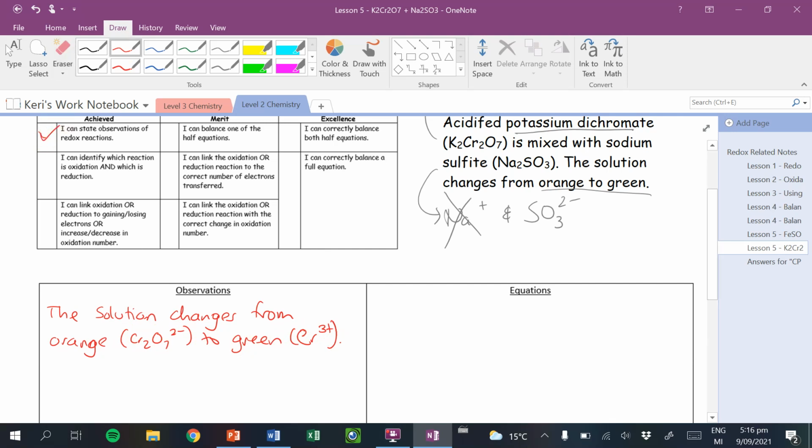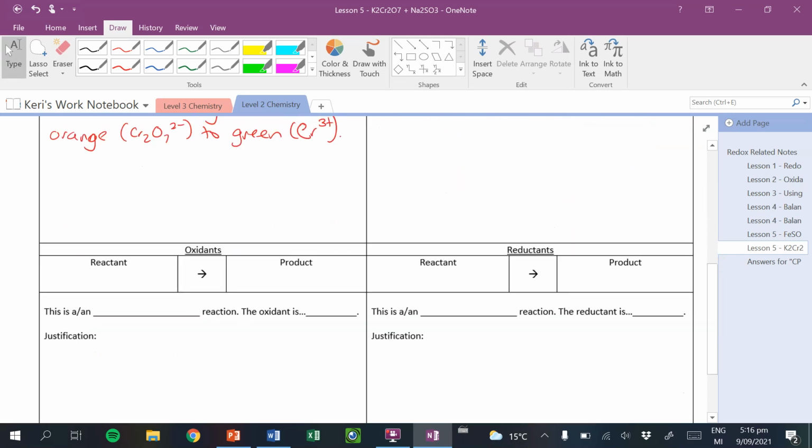Cool. Now I need to identify which one's oxidation and reduction. I've done that using the resource sheet. So let's pop this down. I know that oxidants, that is my reduction reaction, so go ahead and fill that in. And I know that reductants is my oxidation reaction, so go ahead and fill that in.